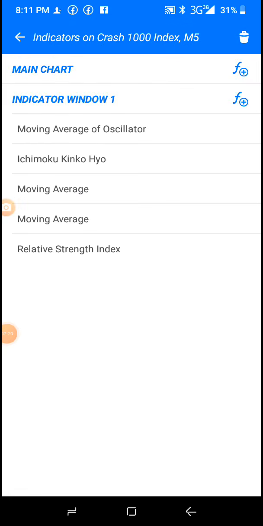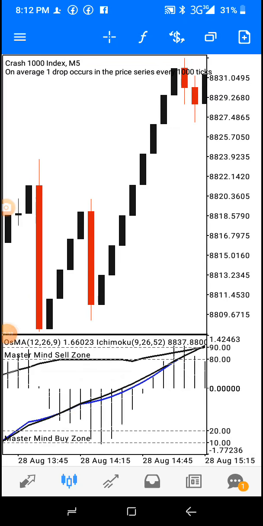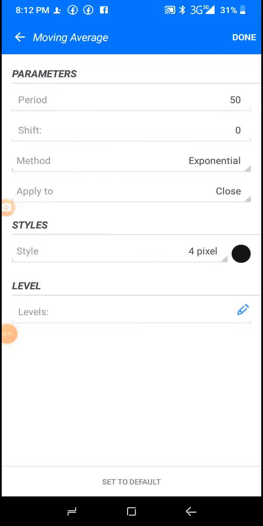And the other indicators, the moving average, which is this. For the moving average, we have the period 26, the shift is 0, method exponential, apply to close, style is 4 pixel, and color is any color of your choice. When you're done with that, you just click on done. And the next moving average is of period 50, shift 0, method exponential, apply to close, style 4 pixel, color any color of your choice. And when you're done, you just click on done.